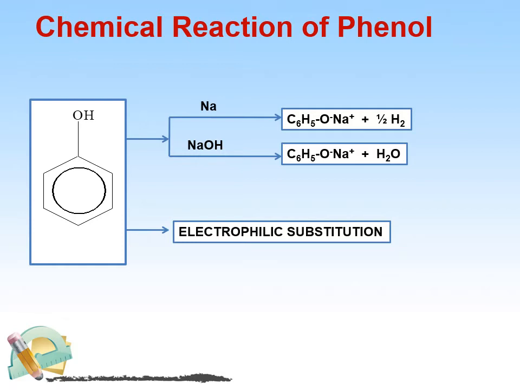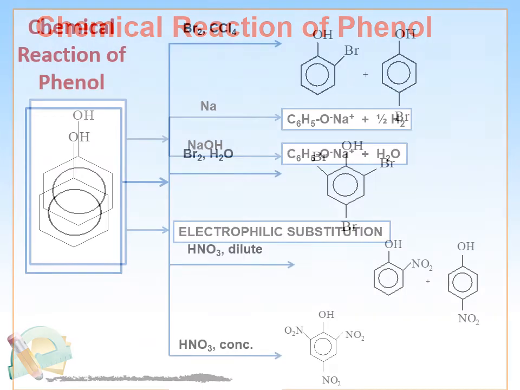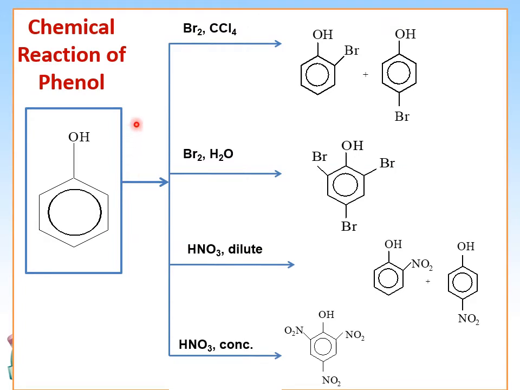And the second reaction would be the reaction on sodium hydroxide. It would produce the same product, C6H5ONa. The third reaction would be electrophilic substitution. This is what we have done in chapter 6, aromatic compound. The electrophilic substitution reaction that we are talking about on phenol has 4 reagents.